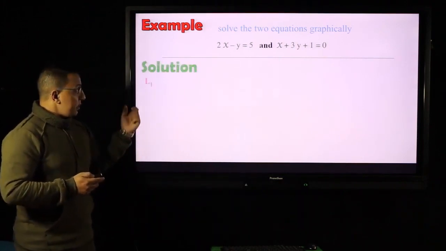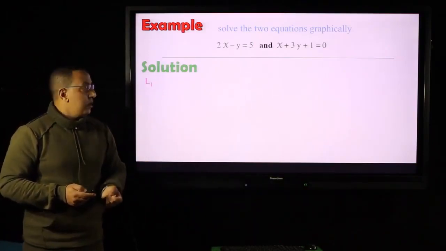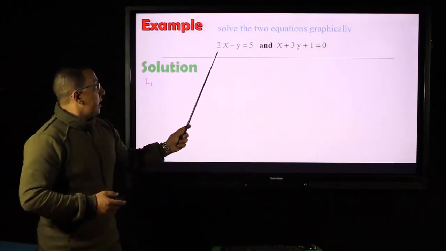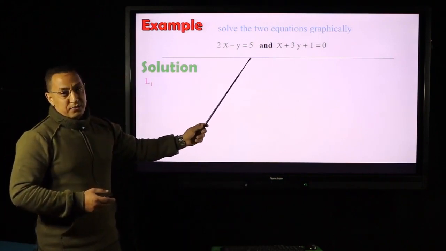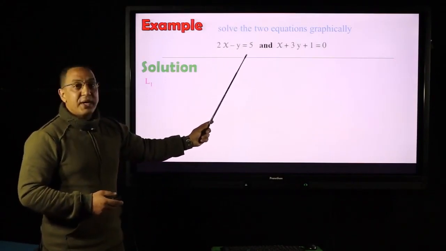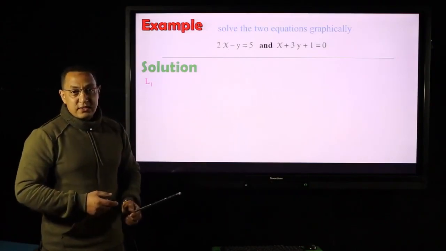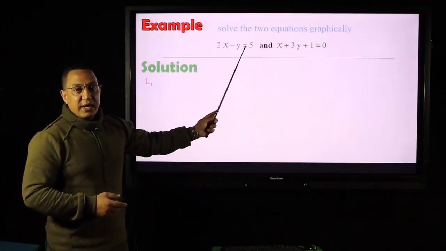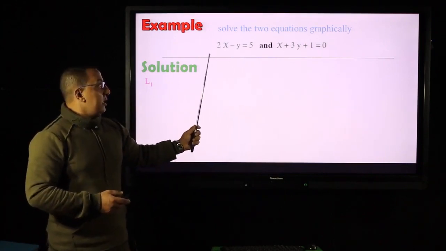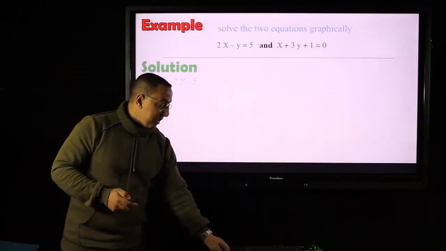First, I'm going to call the first equation L1 because this is the first line. Okay, here by looking carefully, 2x minus y equals 5. First, I'm going to send 2x to the other side. It will be negative y equals 5 minus 2x. But here I have negative y, so it will be positive y equals 2x minus 5, like this.